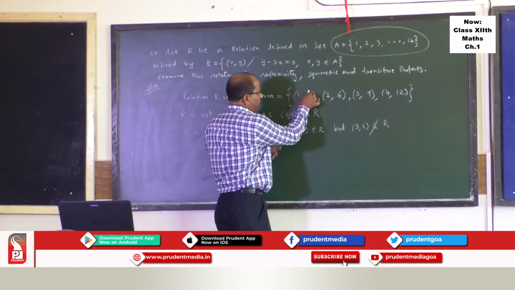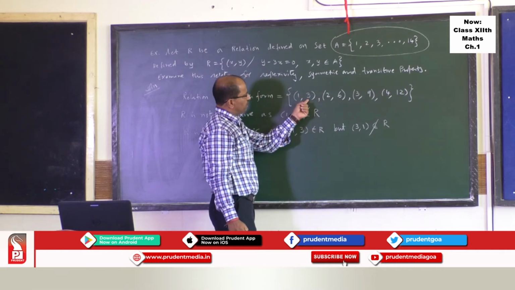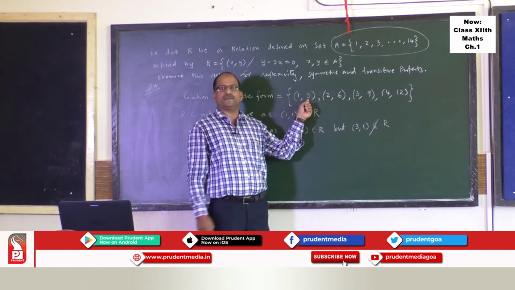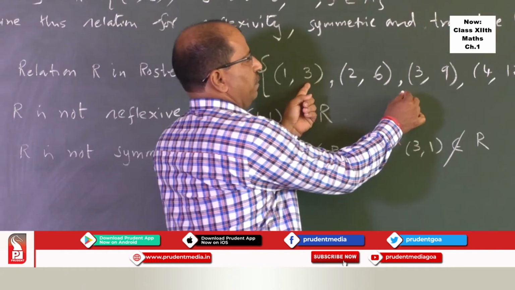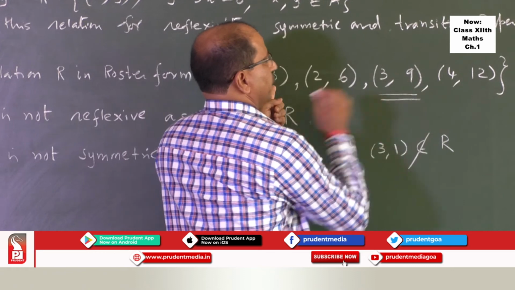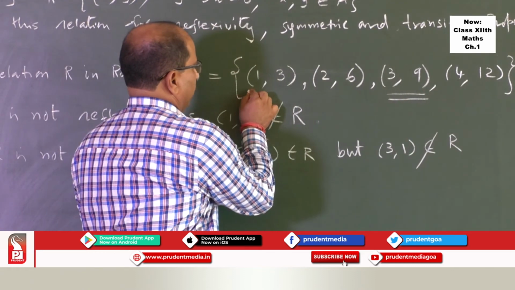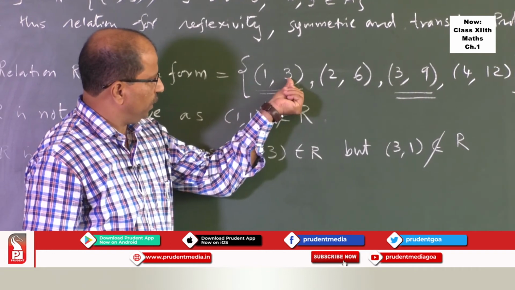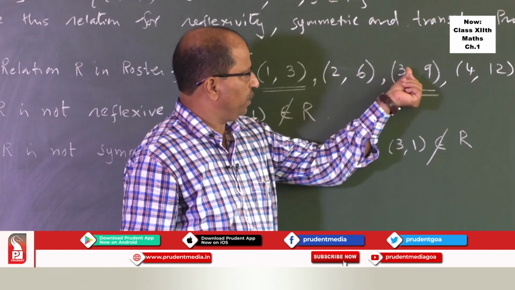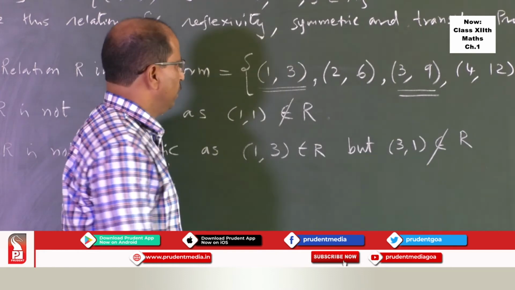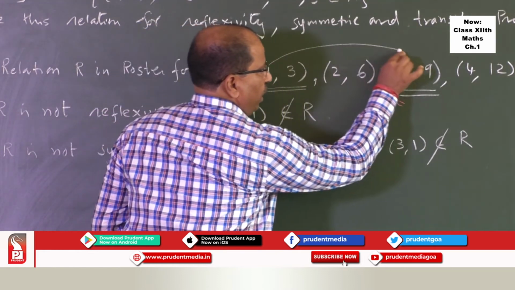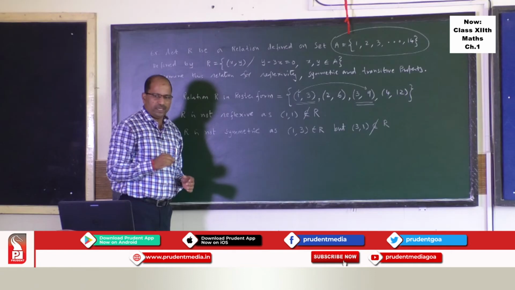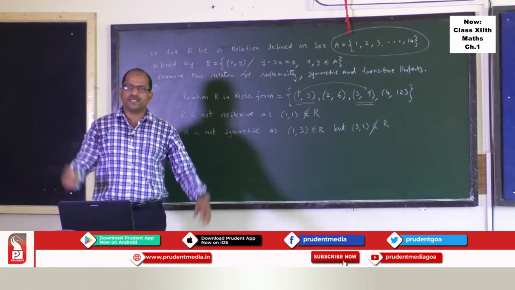1 is related to 3, and then you ask the question, is there any ordered pair which starts with 3? And I notice that there is one more here. So, see, 1 comma 3 and 3 comma 9 belongs to the relation, but 1 comma 9 does not belong to the relation, and therefore it does not become a transitive relation.